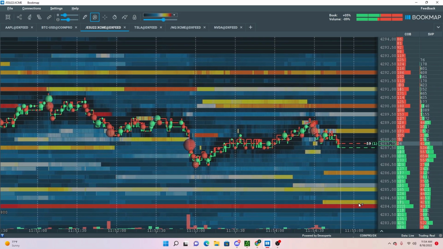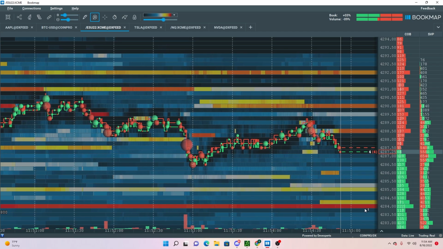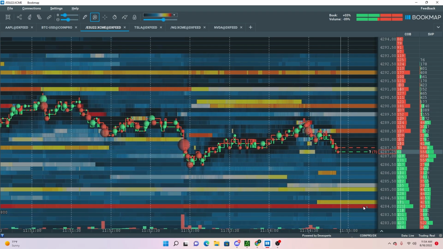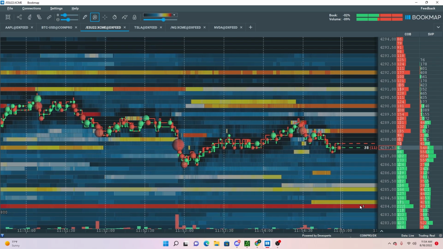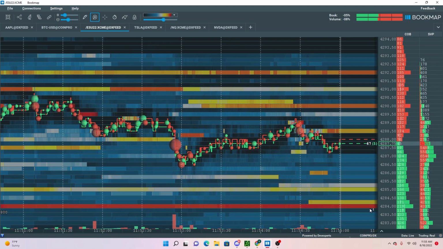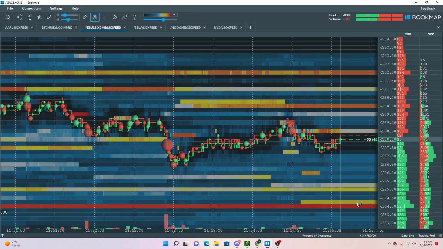But anyways, with the futures, we can see that we have a lot of potential buyers back here at 42.84. Again, passive buyers. In order for us to continue cracking down, the aggressive sellers would have to surpass these buyers that are just sitting right here.